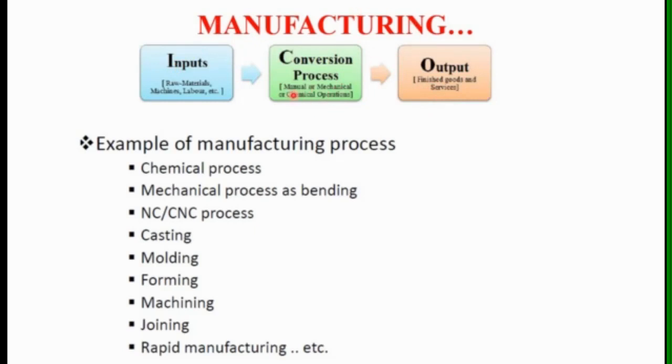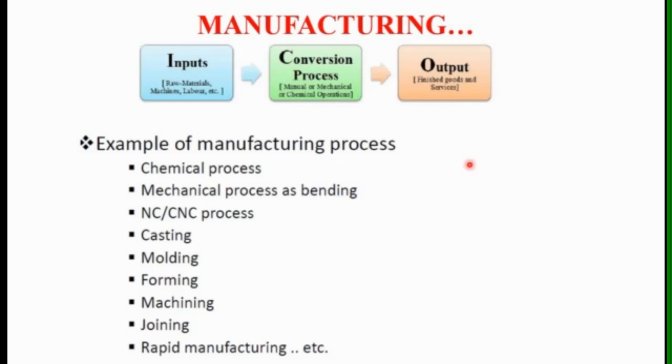In this conversion process, manual, mechanical or chemical operations are carried out on the raw materials to get the finished products. Then we know some examples of manufacturing processes. Chemical process industries are there, mechanical process industries like bending and forging, and machining industries. Then NC and CNC processes, that means numerical control or computer numerical control machines, are used in manufacturing industries.